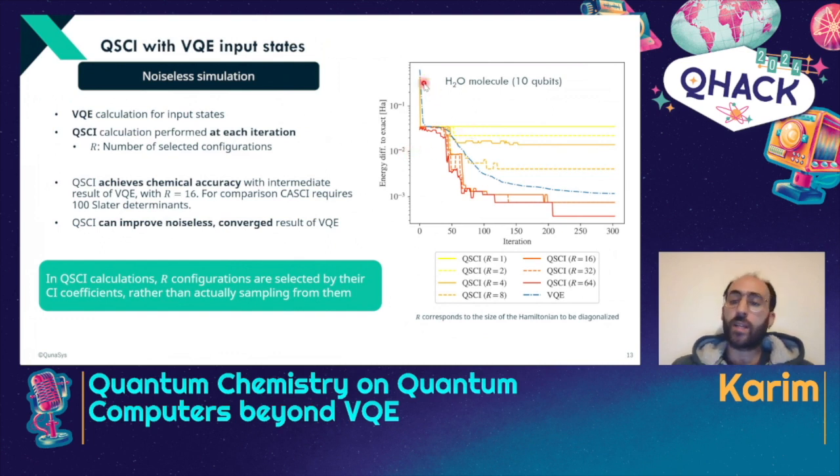And you can see that QSCI with a subspace equal to 16 has already reached chemical accuracy, and it gives us results that are lower than what you get for using VQE. And for comparison, using a classical method, if you use CASCI for this problem, you would need about 100 Slater determinants. So doing exact diagonalization on a subspace of R equals 16 is actually easier and faster to do than to do the CASCI calculations. So you can see that this is already showing some promising results.